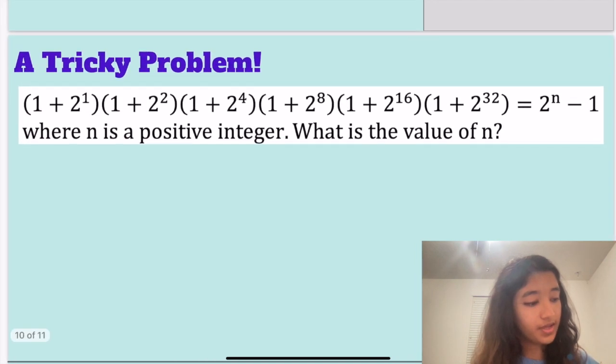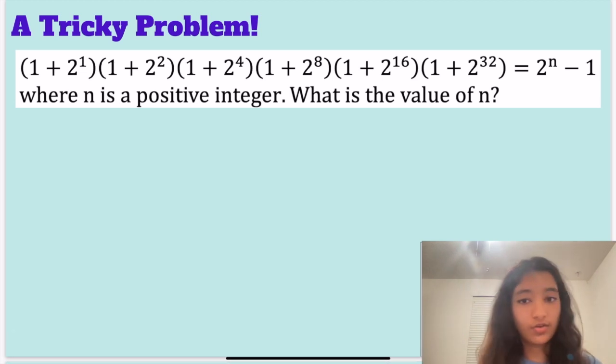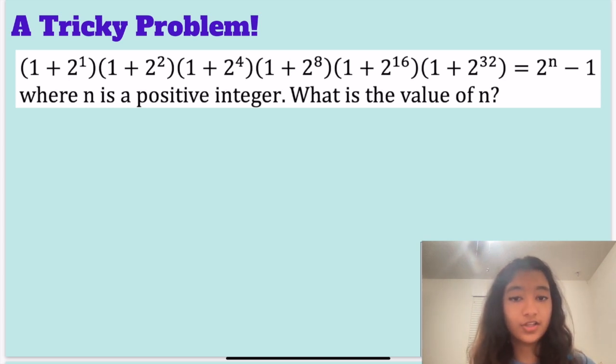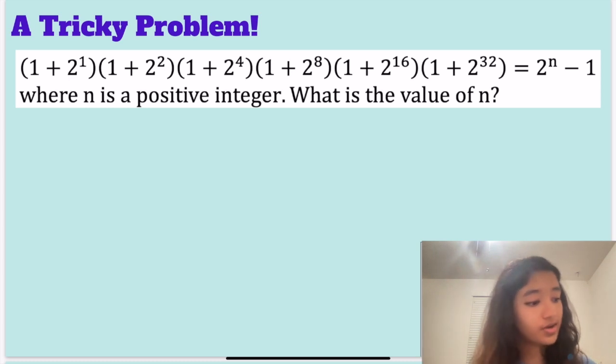Okay, so this is just a common problem that we've seen throughout. We made this on our own, but it is similar to some ideas you'll see on the AMCs. It's the idea of having to use knowledge of difference of squares, but it's not given directly to you in the problem. So we see here, 1 plus 2 to the first times 1 plus 2 squared times 1 plus 2 to the fourth, and so on, times 1 plus 2 to the 32nd, is equal to 2 to the n minus 1. And we're looking for the value of n.